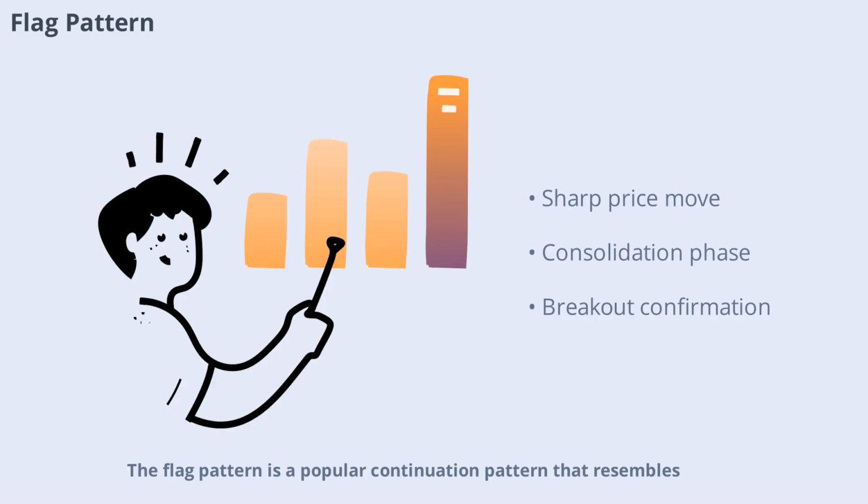Flag pattern is a popular continuation pattern that resembles a small rectangle or parallelogram sloping against the prevailing trend. It forms after a sharp price movement, known as the flagpole, followed by a period of consolidation. This pattern signals that the market is taking a brief pause before continuing in the same direction. Traders often look for a breakout above or below the flag to confirm the next move. Spotting flag patterns can help you ride strong trends and avoid premature exits.